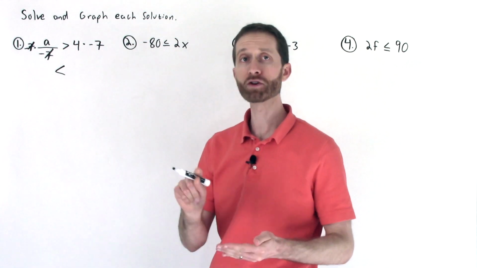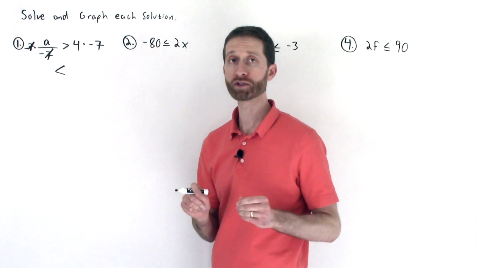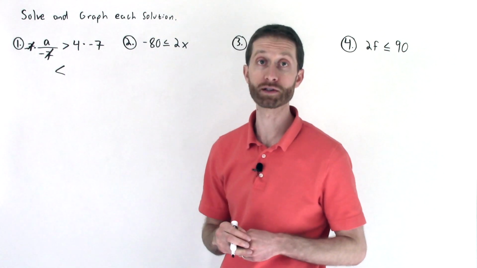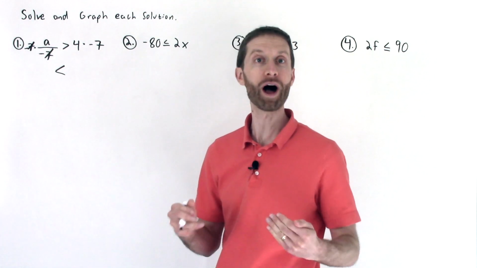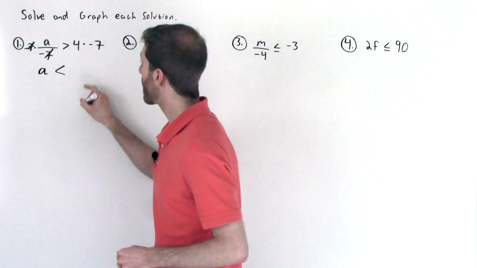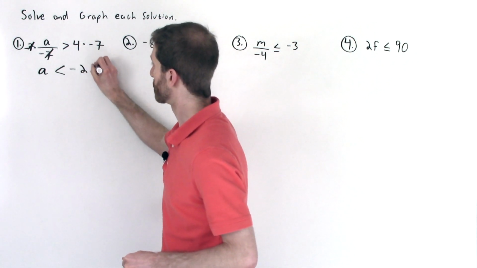So if you multiply or divide by a negative number on both sides of an inequality, you are 100% switching the direction of the inequality sign. And again, check out an earlier video on why that works. So I've got a isolated, and then I've got 4 times negative 7, which is negative 28.